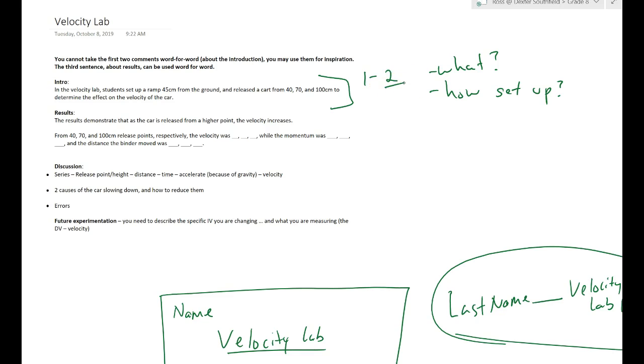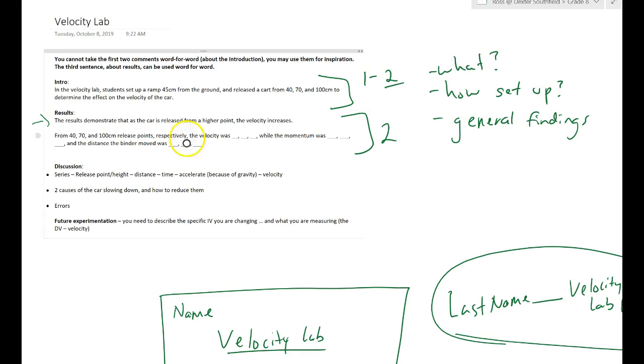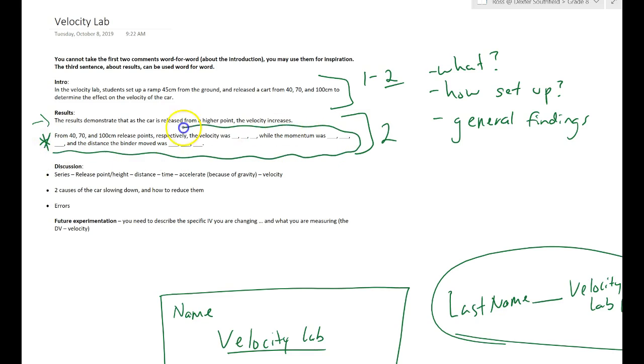The results will also be about 2 sentences. We want to say what the general findings were, which is right here. The results demonstrate that as the car is released from a higher point, the velocity increases. You should probably find a different way to say that. Don't exactly copy me. But what you're saying is basically the car went faster when it was released from higher up. Then you can use this format word for word if you want to.